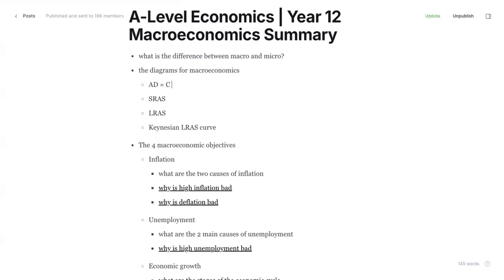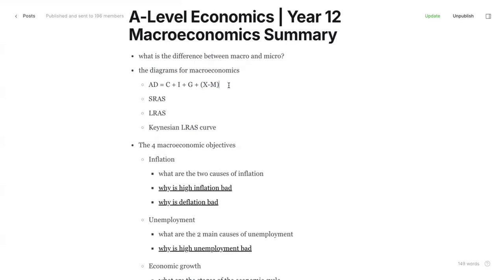So AD equals C plus I plus G plus X minus M. These are all of the things that shift the AD curve. So if C increases, AD shifts to the right. If I increases, AD shifts to the right. If G increases, AD shifts to the right. If X increases, AD shifts to the right, and so on. So C is consumer spending, I is investment, so basically spending by firms, and G is government spending, and X minus M is exports minus imports.